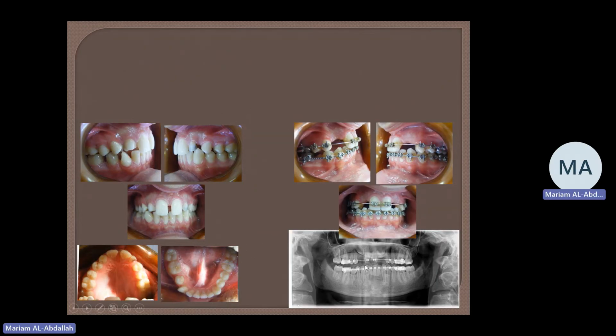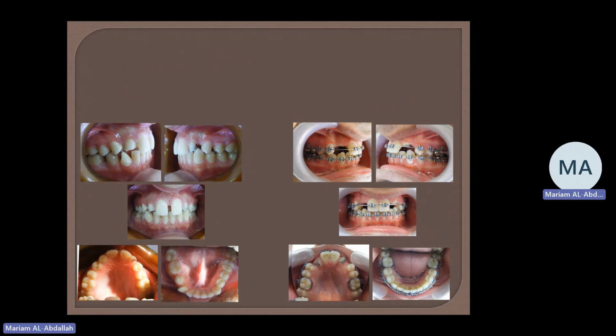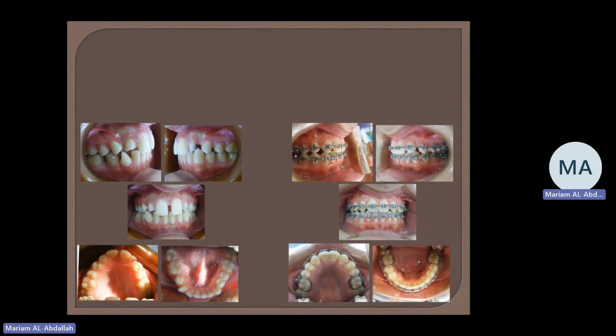You can see here the 5, we opened the space for the 5 and it erupted nicely, and we opened space for the canines, but they had minimal response. We had to go for exposure, alignment, and closure of all spaces and accepting the canine in the place of the lateral incisors.